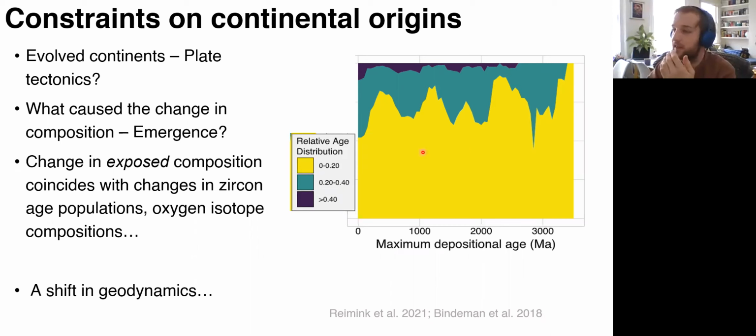So we have three independent geochemical sedimentary proxies, all showing a shift at around 2.5 billion years ago, which is interesting. Right now, I don't have a coherent answer for what this is, but there's clearly some shift going on in geodynamics, be it the onset of modern plate tectonics, the emergence of the continents, or something similar. Something's going on around 2.5 billion years ago.